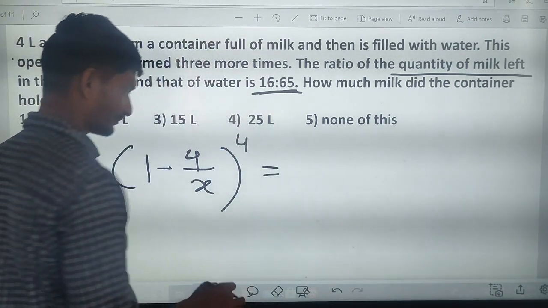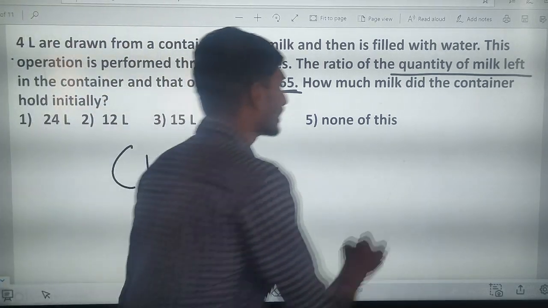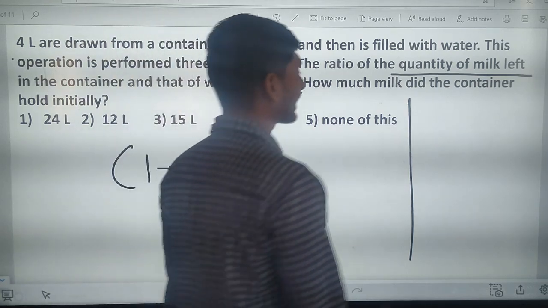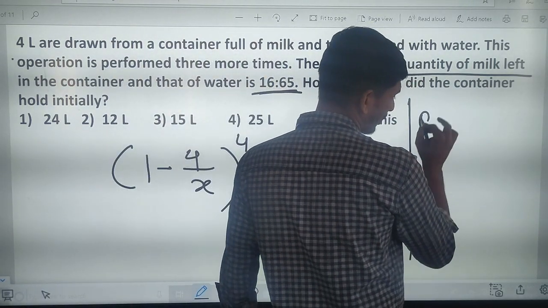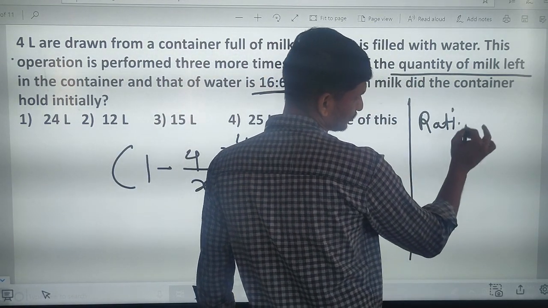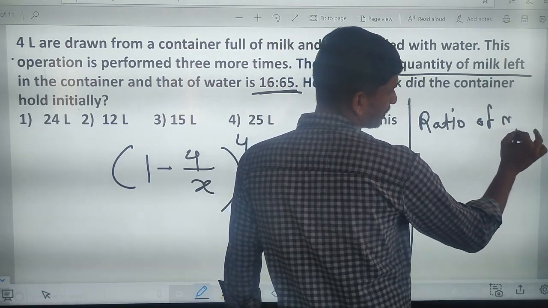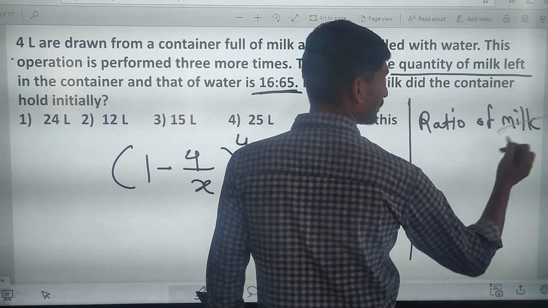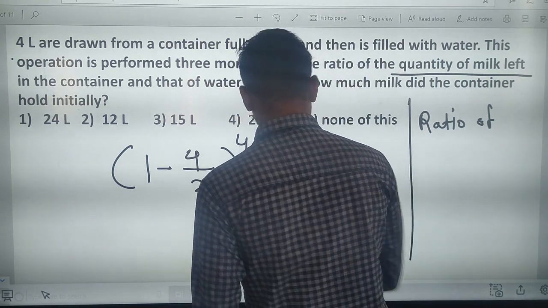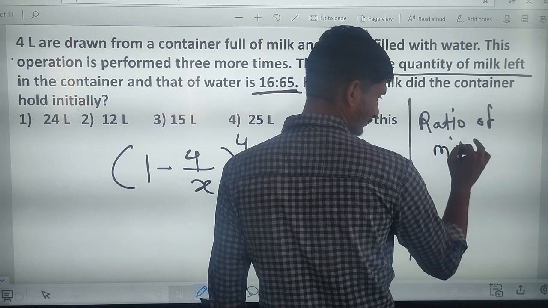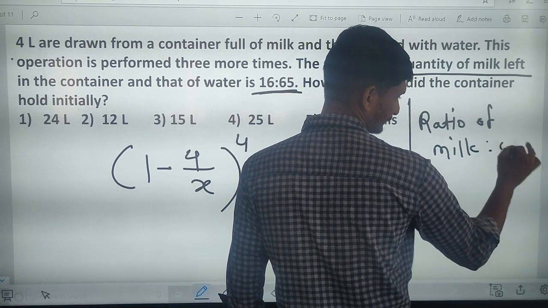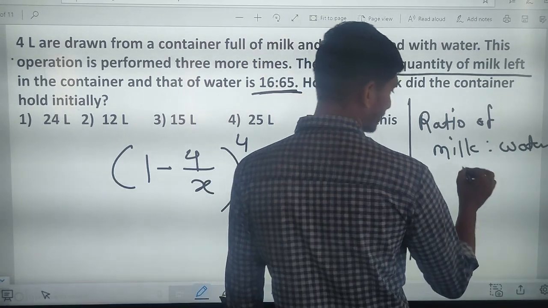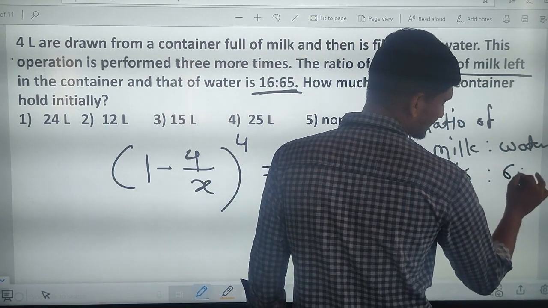The ratio of milk and water finally is the ratio of milk to water is 16:65.